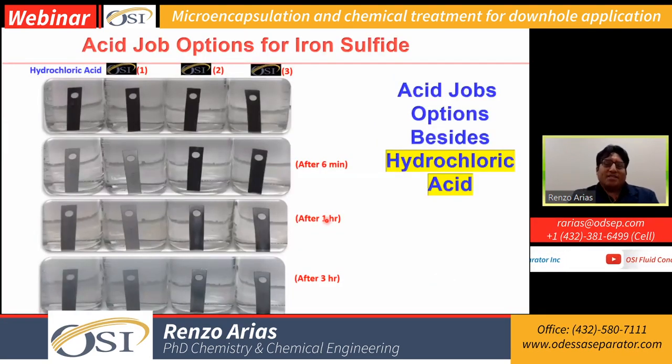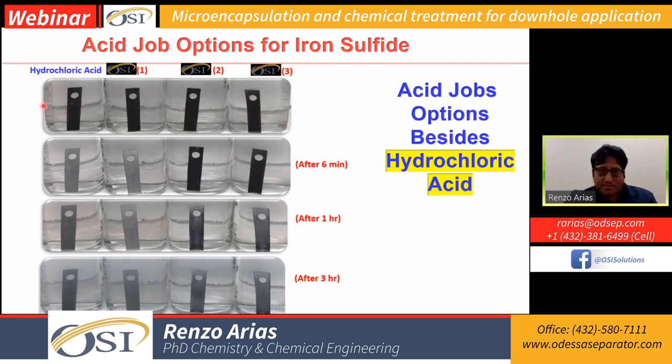So, the acid job options for iron sulfide. I have seen a lot of problems with iron sulfide, especially coming out of the pipe and plugging your pumps or systems. Normally, like I mentioned before, the first option is hydrochloric acid in an acid job. Like I said, hydrochloric acid is very corrosive. If you do this for a prolonged period of time, you're going to cause another problem to your system.